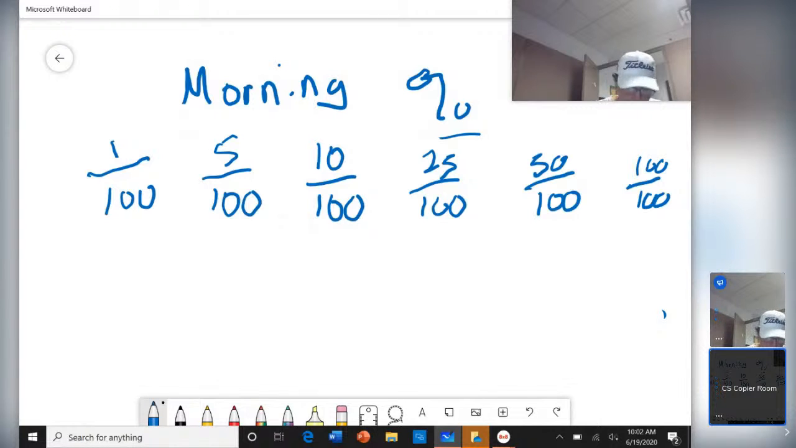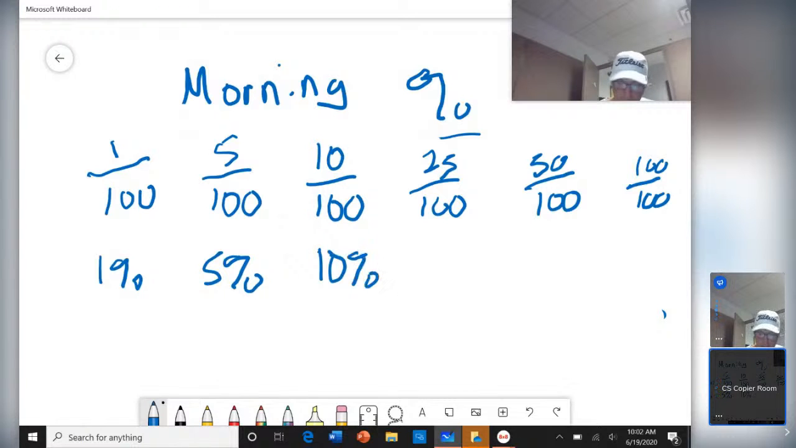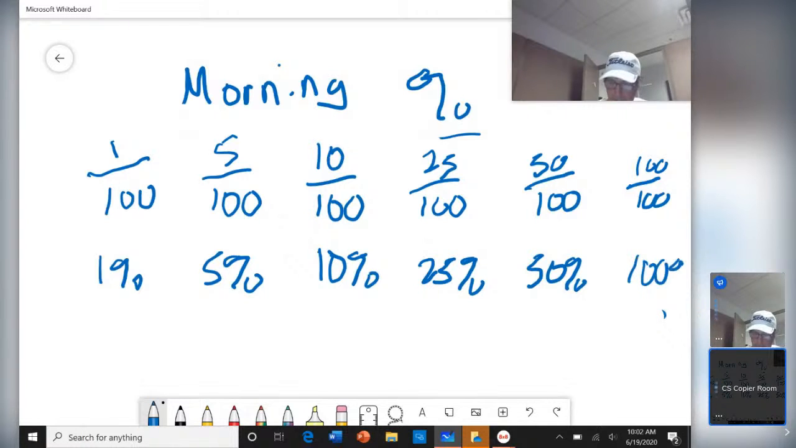So if you have 1 penny, you can ask what percent is 1 penny of a dollar. You're going to say it's 1%. A nickel would be 5%. A dime would be 10%. A quarter is 25%. A 50-cent piece would be 50%. And a dollar is 100%.